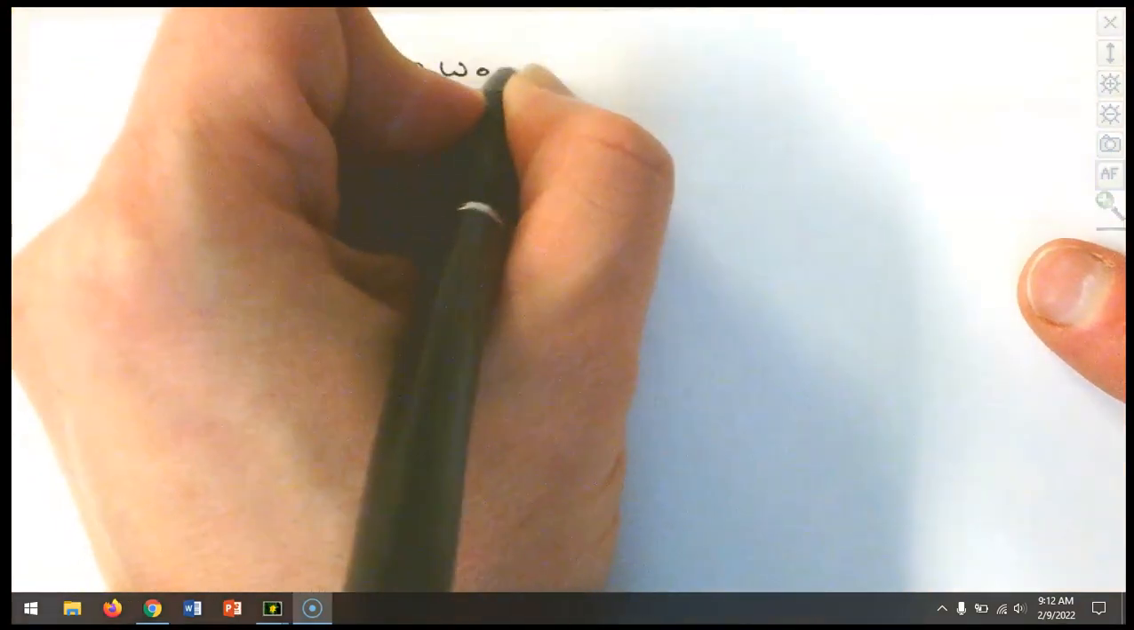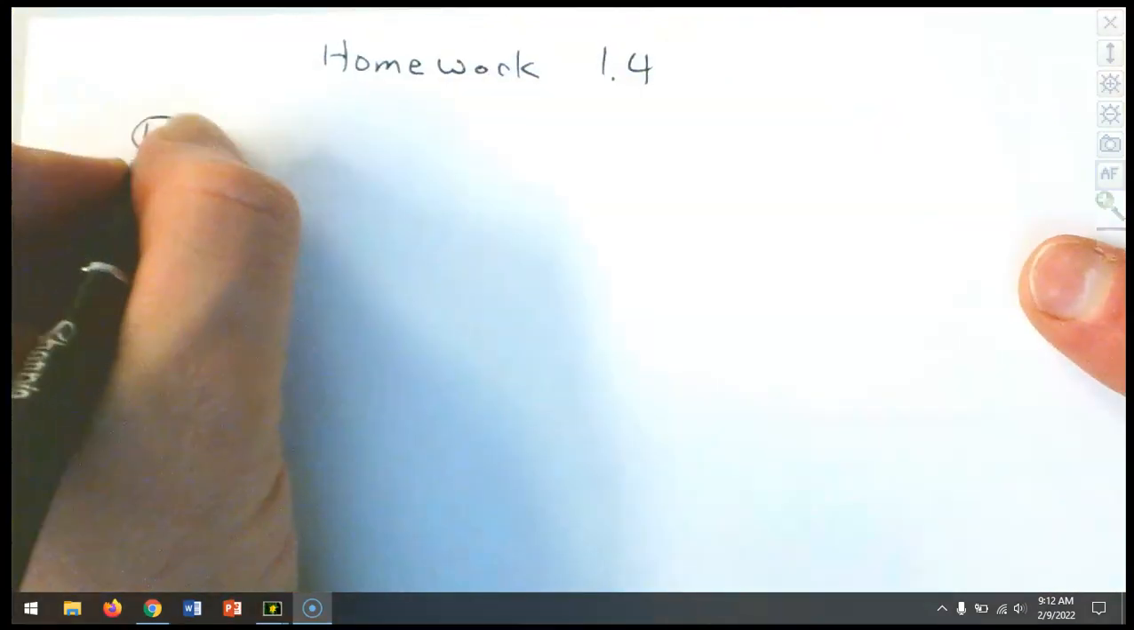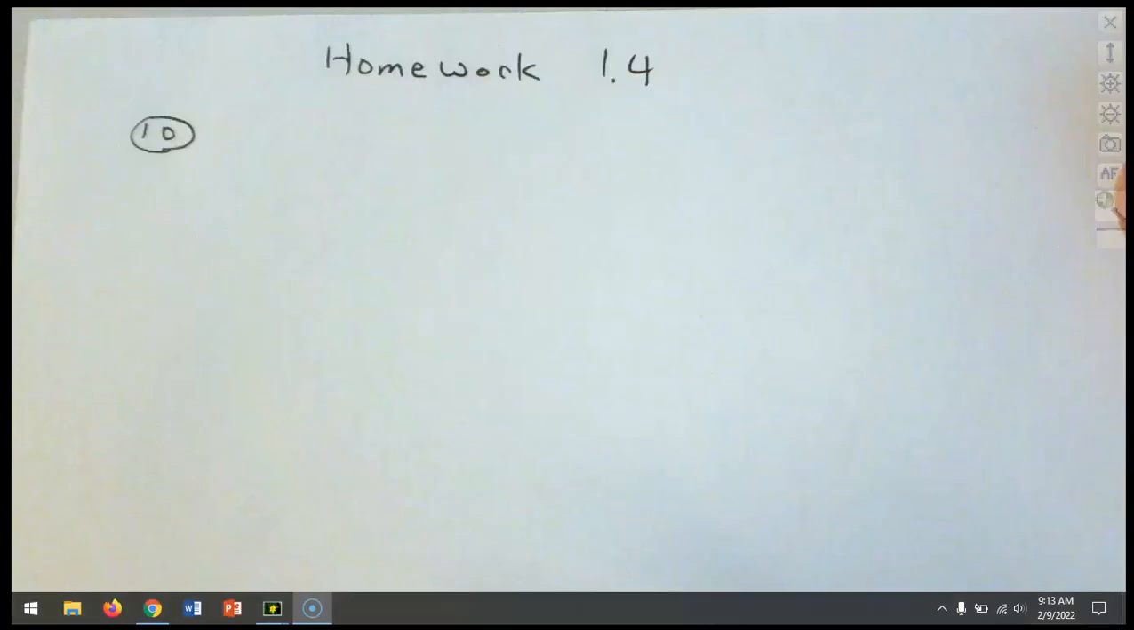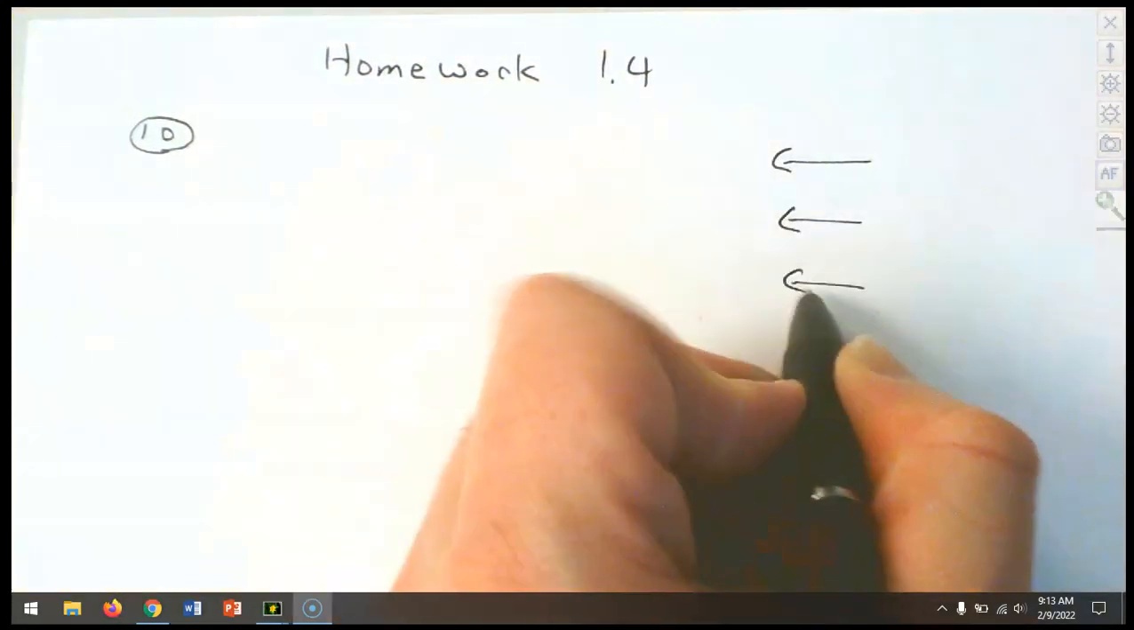So I'm going to set up now homework question number 10. So this is, just to make sure everyone knows, this is your homework. 1.4, question number 10. When we read this question, it says the speed of the stream is 6 miles an hour. So I'm going to draw the stream going in this direction.